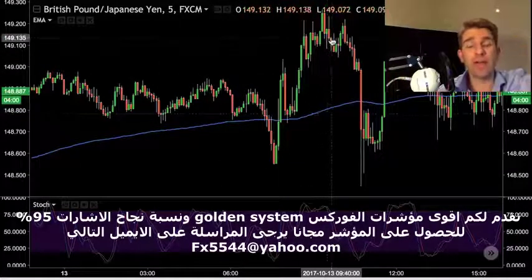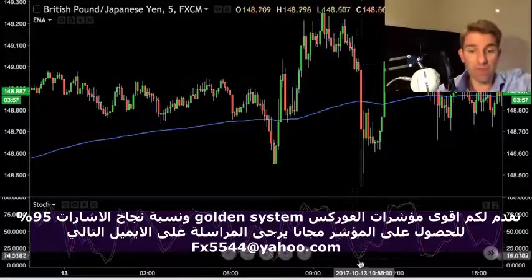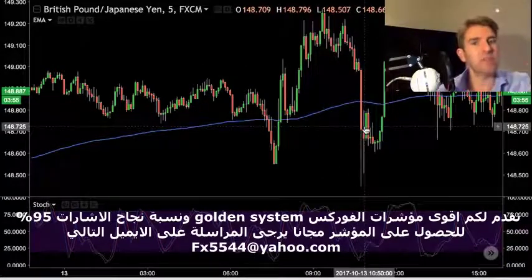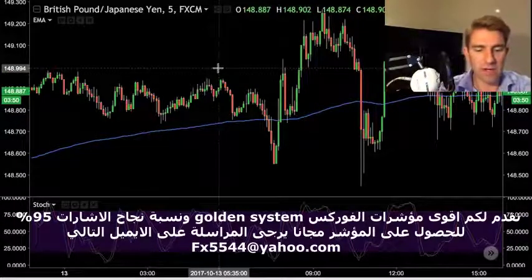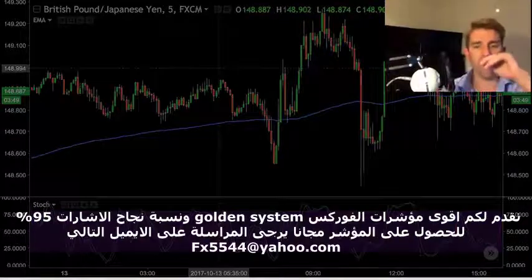So 200 EMA, it comes back, we go oversold, but we're below it, so we don't take it. We have to take only overbought when we're below it. Let's flip to something else that is a bit of a crowd favorite, like Euro US dollar.